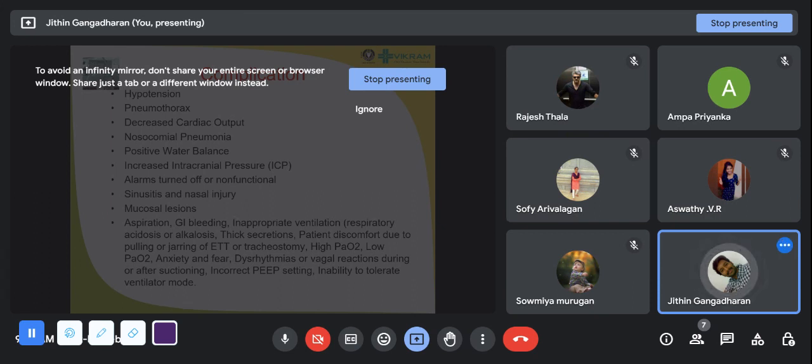Now, what are the complications of the ventilator? This is important. The ventilator itself is an important topic, and you may get questions from the modes of ventilator.